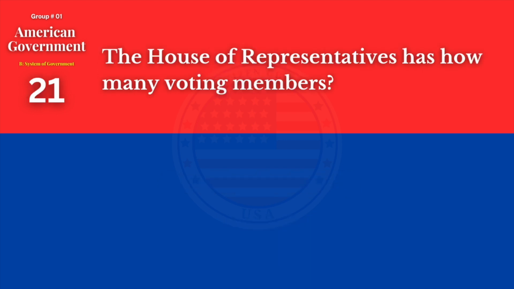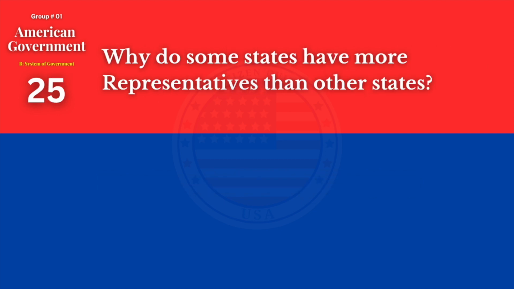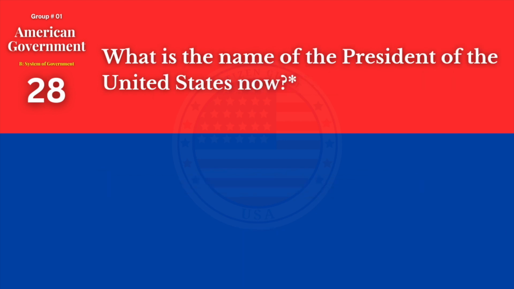The House of Representatives has how many voting members? 435. Why do some states have more representatives than other states? Because of the state's population. What is the name of the President of the United States now? Joe Biden.